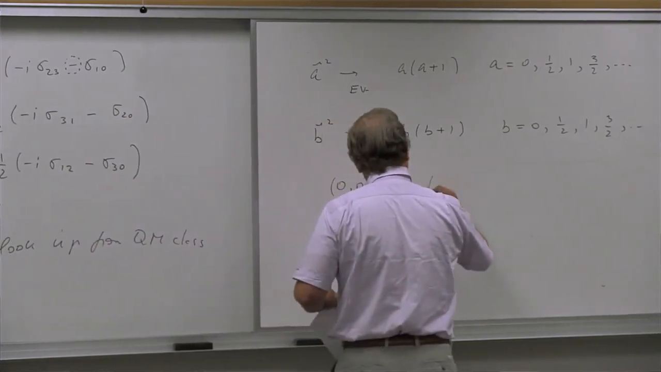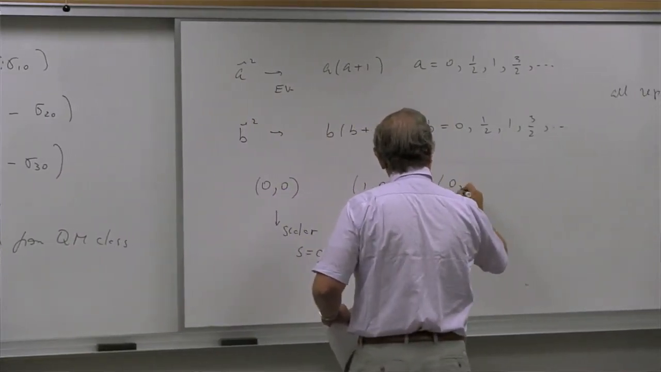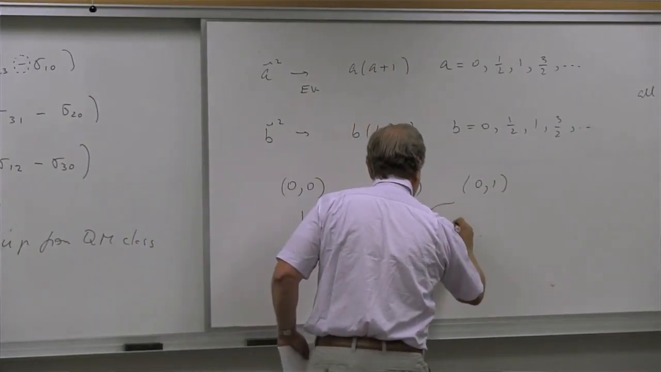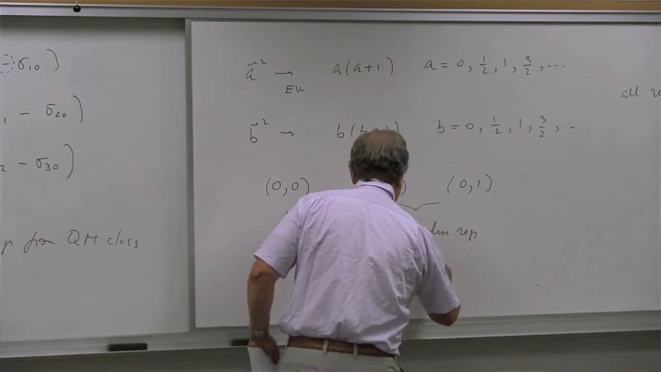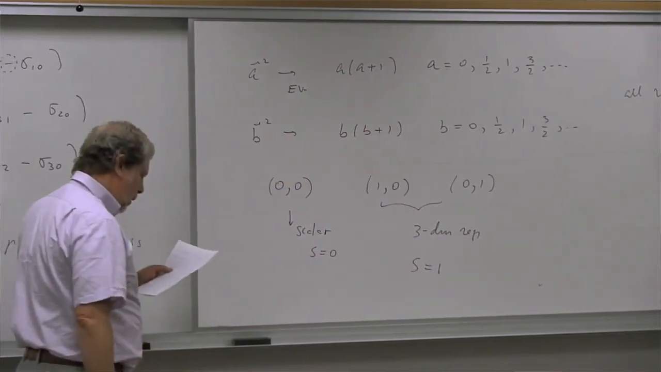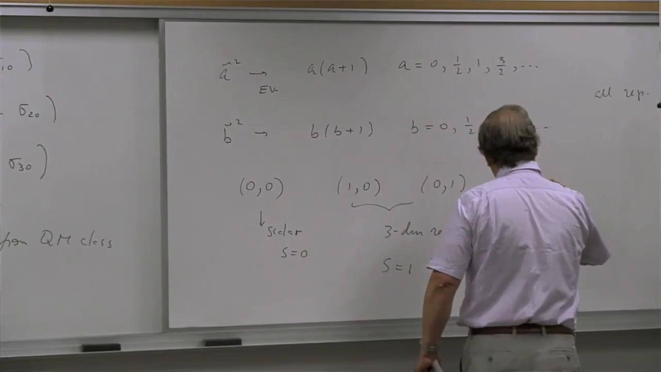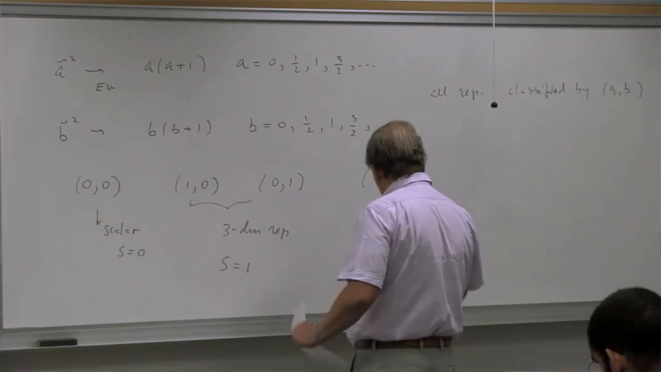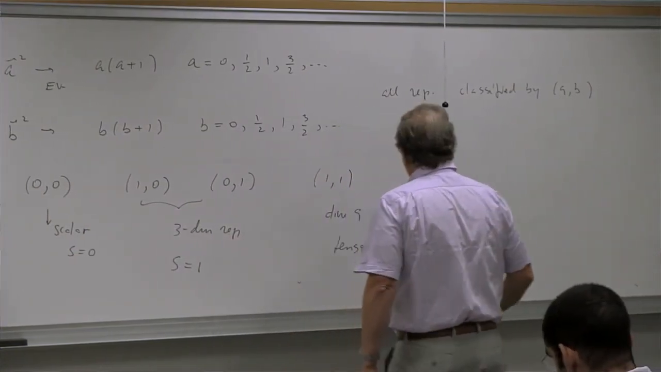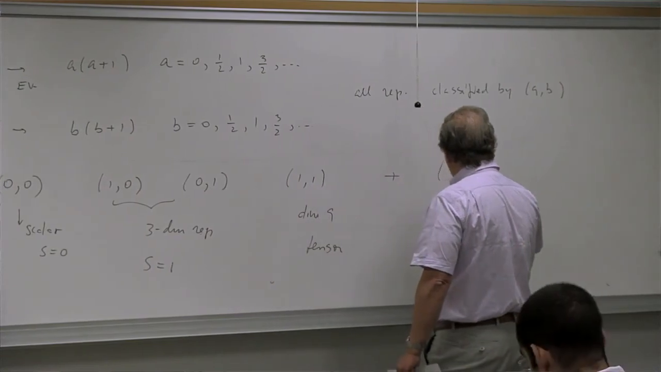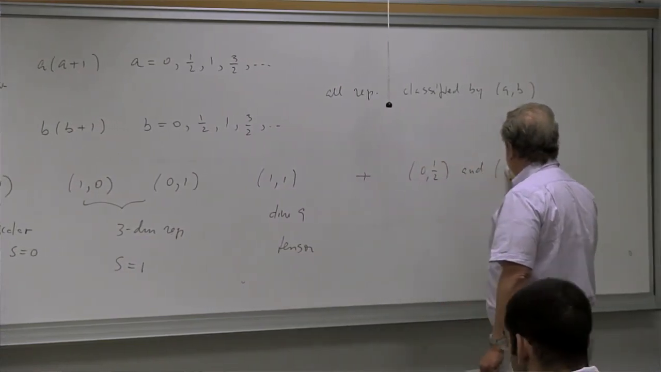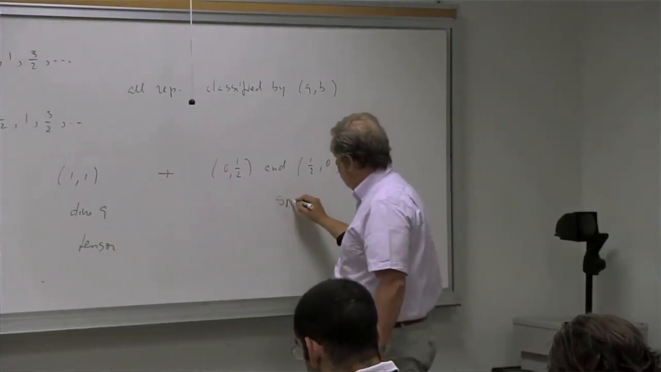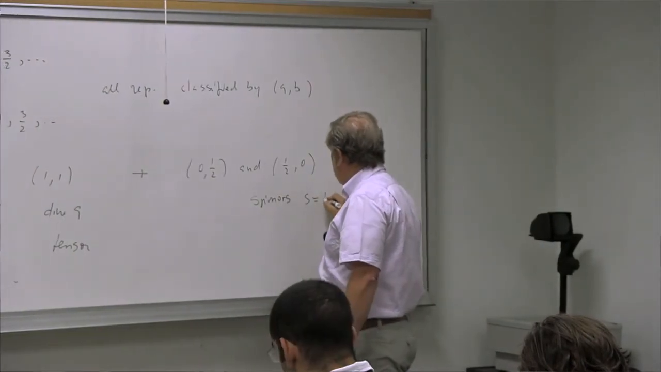Then we have the (1, 0) and we have the (0, 1). And these are 3-dimensional representations. And so that's spin 1. And then we have the (1, 1), which has dimension 9, and so that is spin 2, the tensor. And also, we have the (0, 1/2) and (1/2, 0), and those are spinors. And they have spin 1/2.